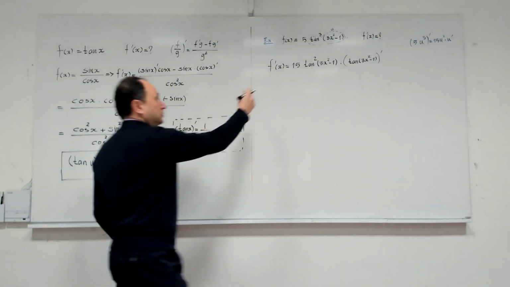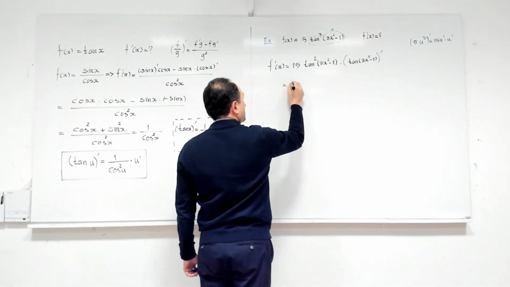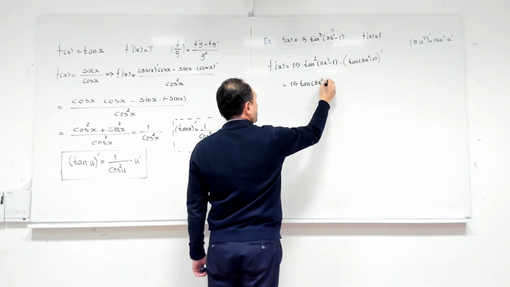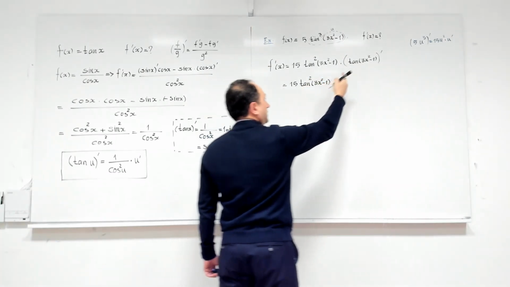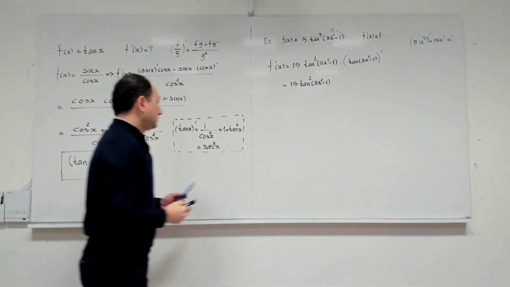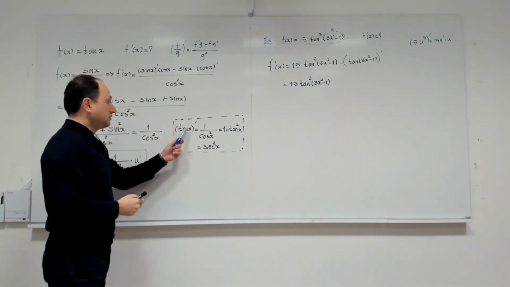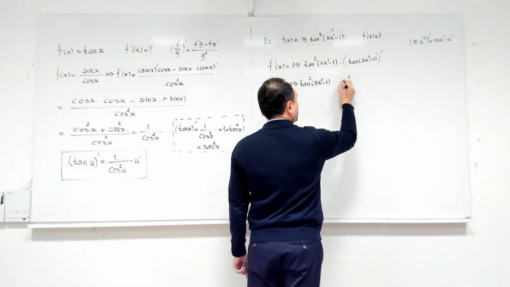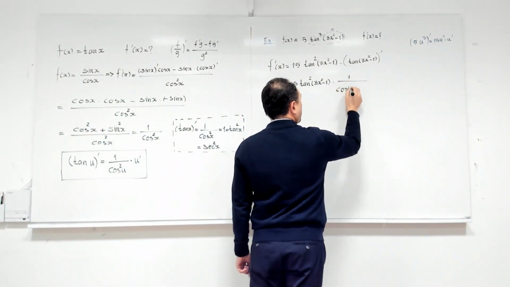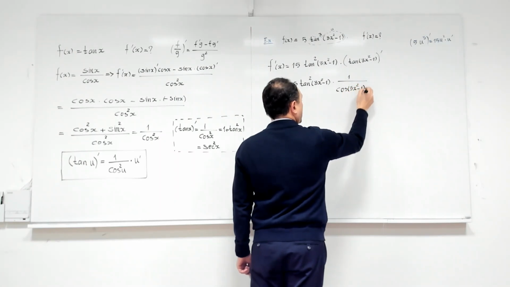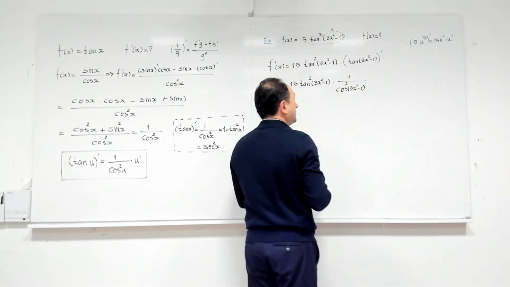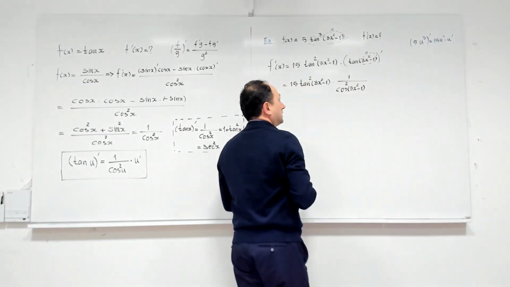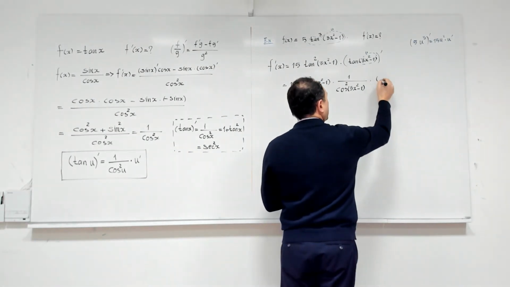And then I have to copy paste these parts. So it becomes 15 tangent of 3x squared minus 1 squared. And then I differentiate this using this rule that we learned today. So the derivative of tangent is 1 over cosine squared. So it becomes 1 over cosine of 3x squared minus 1 to the power of 2. But of course I have to give the role of u to this one now. And then I have to multiply by the derivative of u.